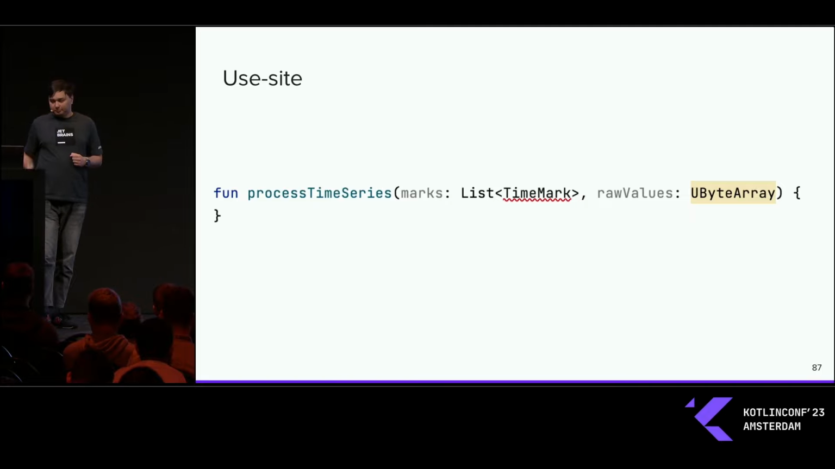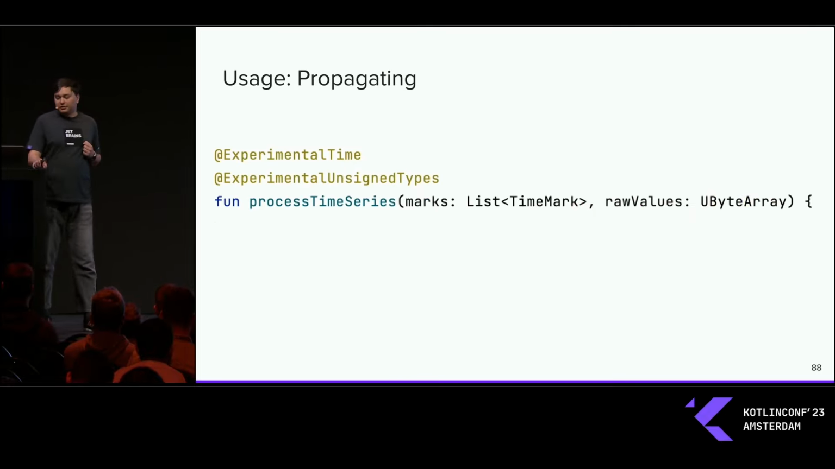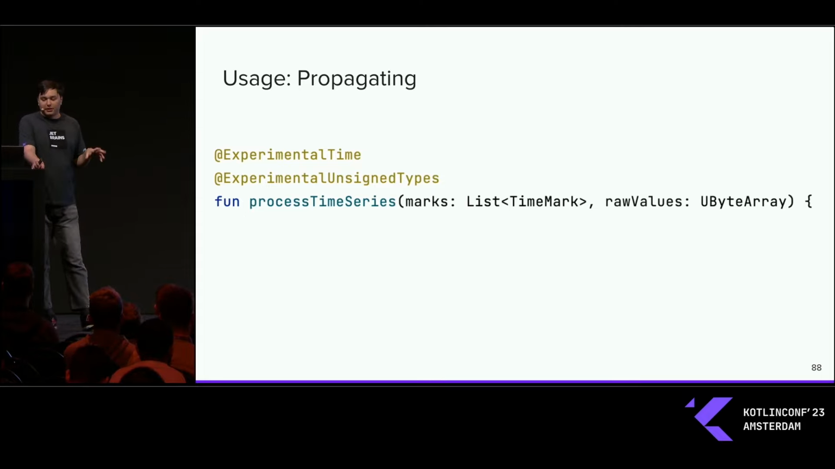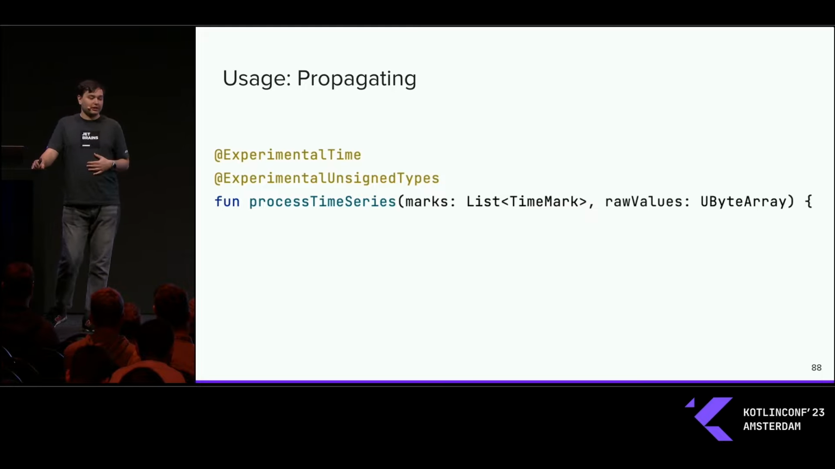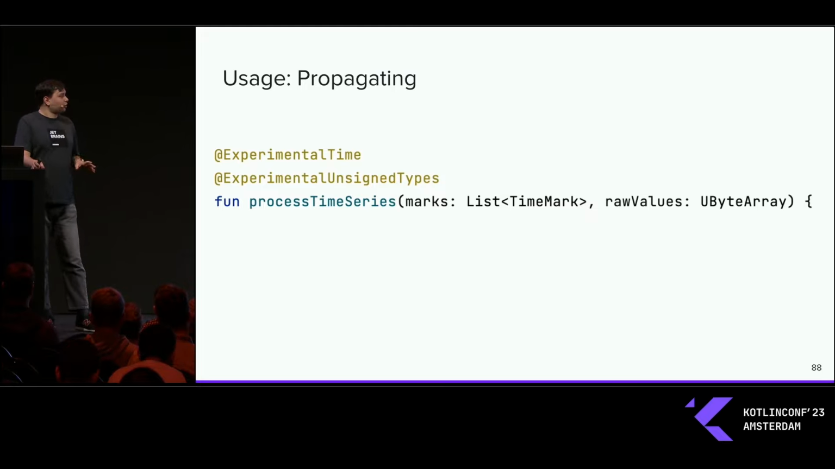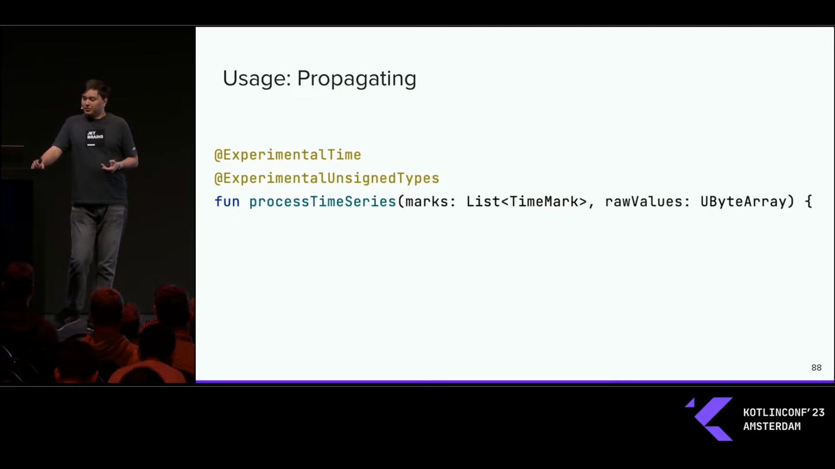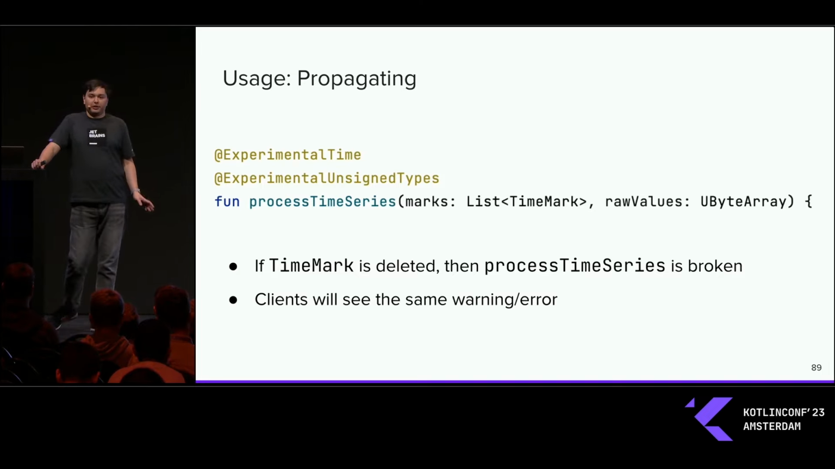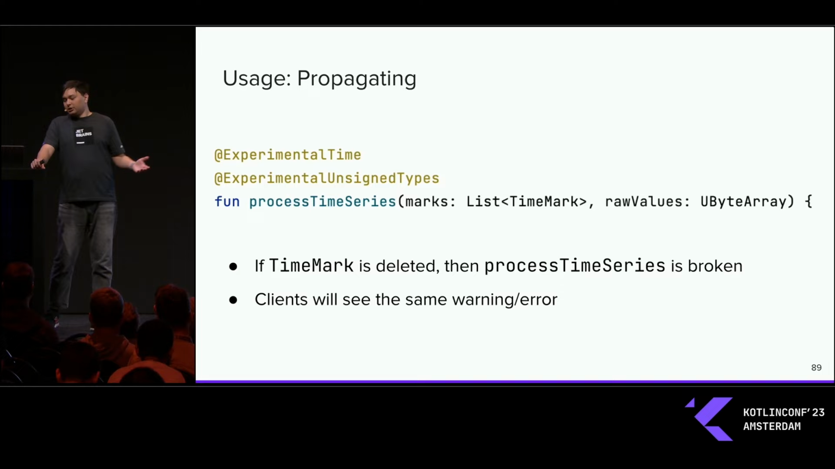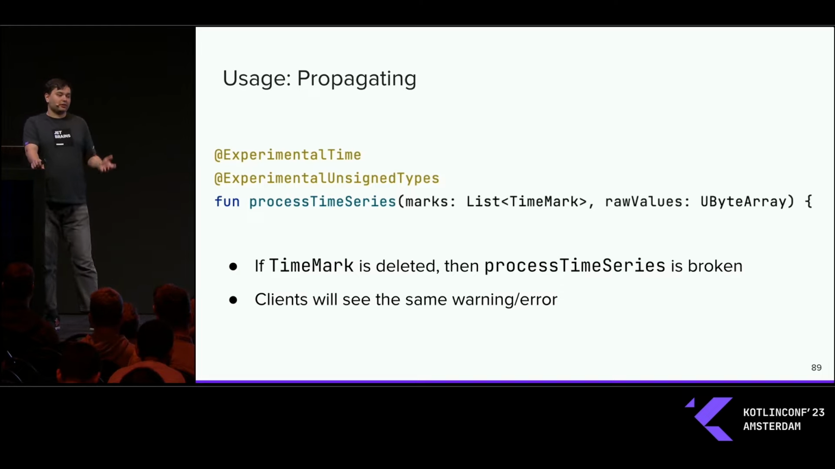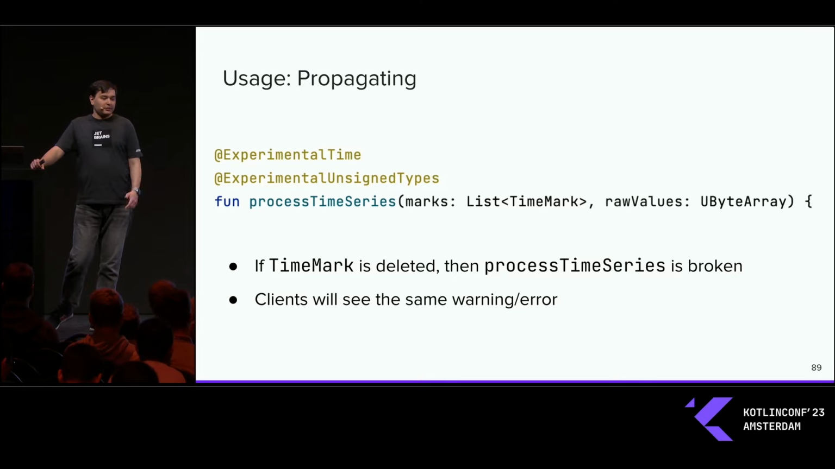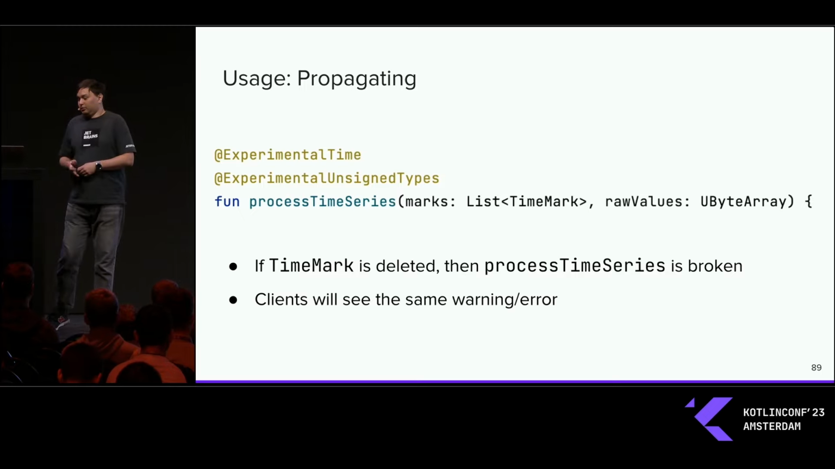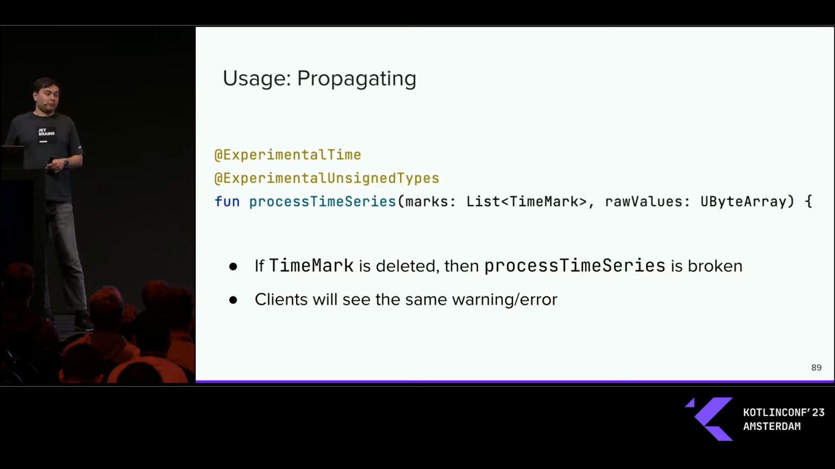So what can we do with it? Well, the most simple and straightforward way is to propagate these annotations further. We mark our processTimeSeries with ExperimentalTime and ExperimentalUnsignedTypes. And we get rid of these warnings or errors, but the user of our processTimeSeries will get them instead of us. It's pretty easy to understand the reasoning behind this. Because imagine if TimeMark is deleted from the Kotlin standard library at some point of time. It means that our function, processTimeSeries, is also broken, because it can no longer be called or can no longer work properly, because TimeMark is deleted.